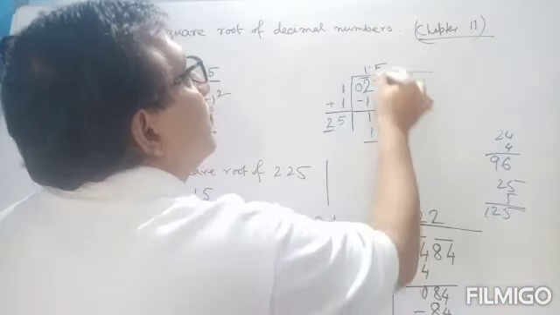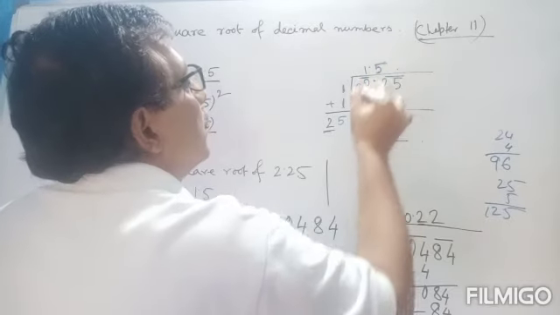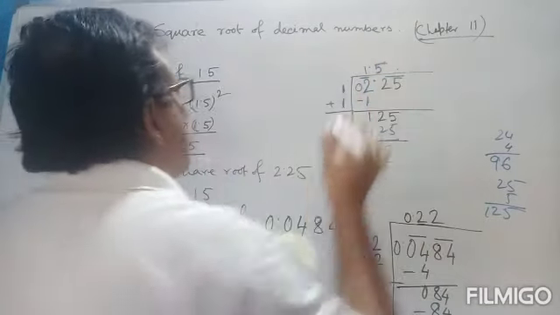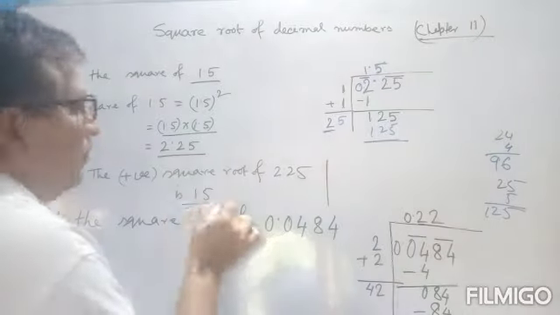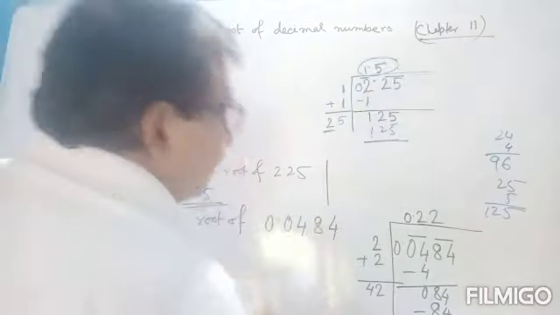So we put 5 here. This is 125 and another 5 here. We get the result. So the square root of 2.25 is 1.5. This is the answer.